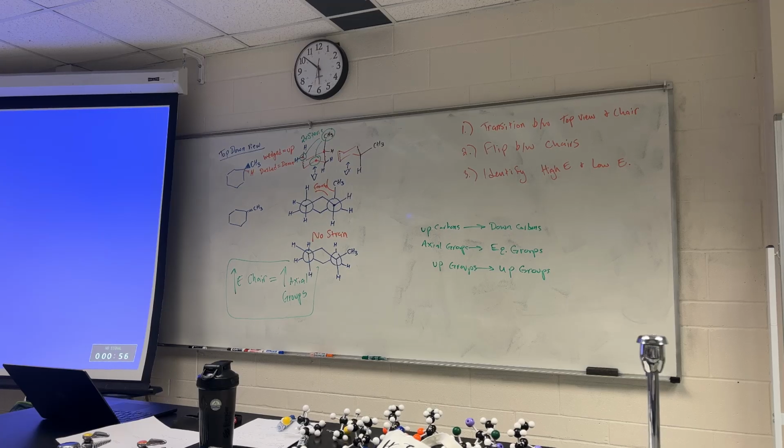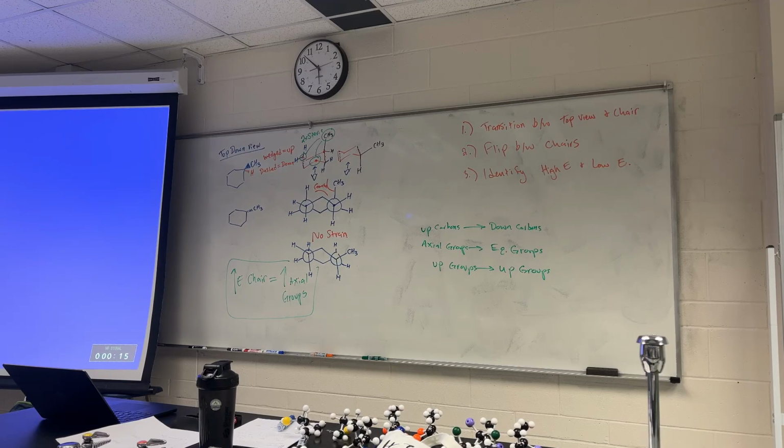Down carbon has up equatorial. Same thing. Every carbon has an up and down position. So if it's an up group, it doesn't matter what kind of carbon it's on, it just needs to go up. But it does matter how it shows up, depending on whether it's an up carbon or a down carbon.